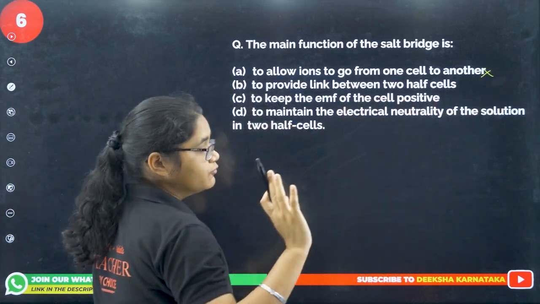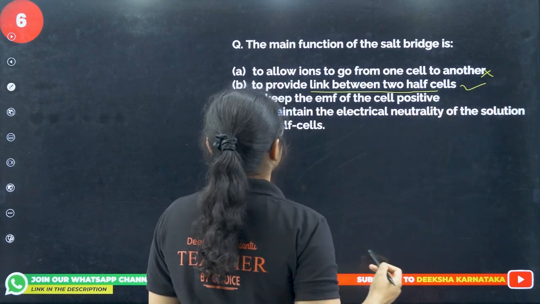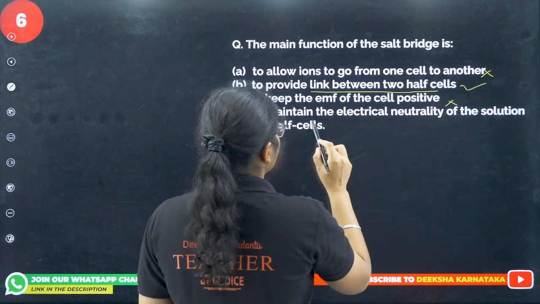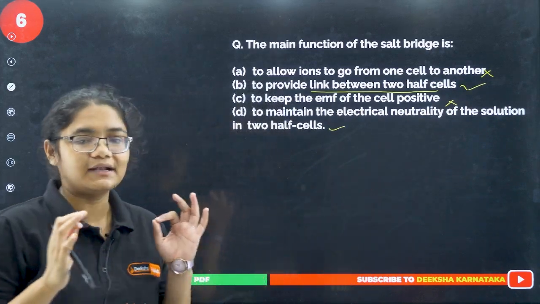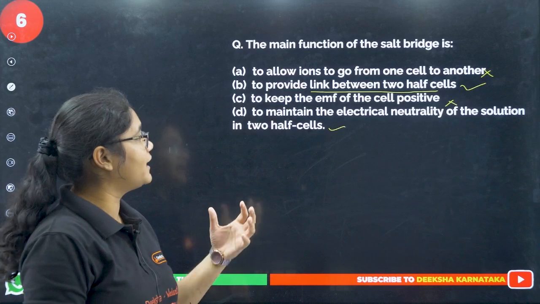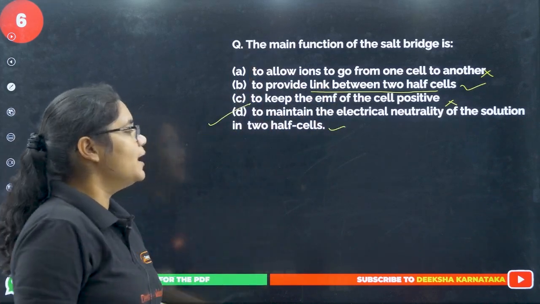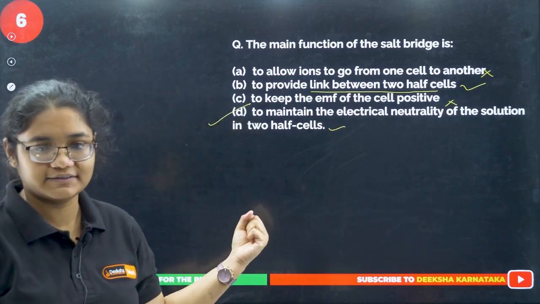The ions do not move from one cell to another. To provide a link between two half cells, yes, this is also a function. To keep the EMF of the cell positive, no. To maintain the electrical neutrality of the two half cells. So both B and D are actually correct, but if you can find the main function, the main function of the salt bridge is to maintain the electrical neutrality of the solution in the two half cells.